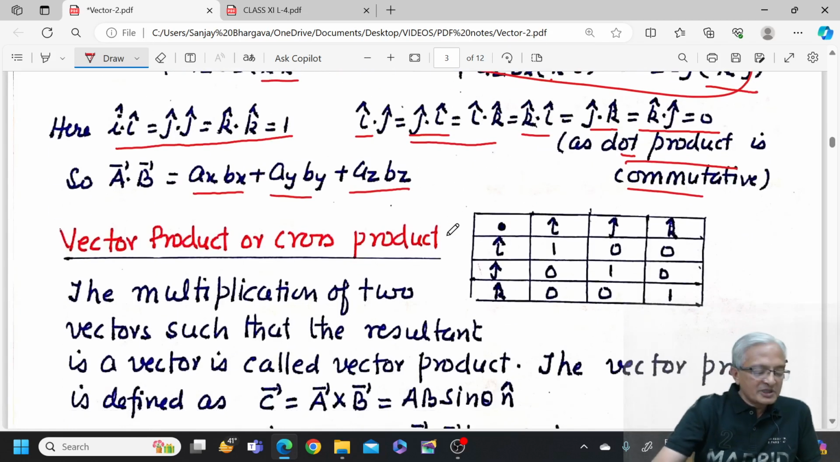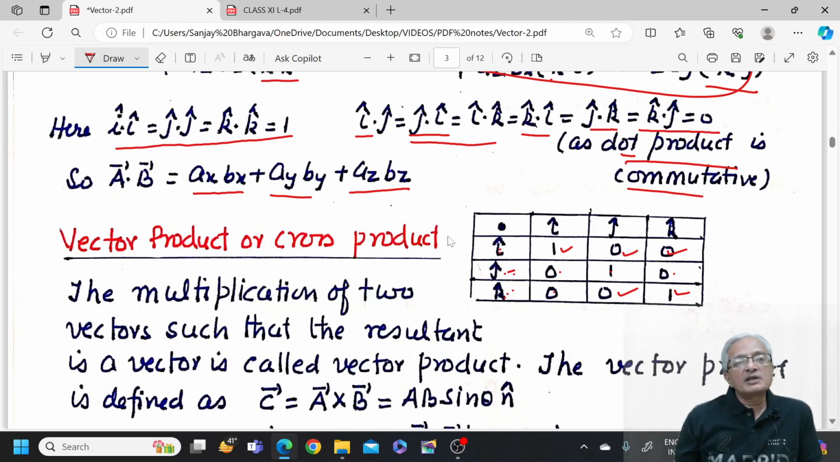All these results can be summarized in this table. i dot i would be 1, i dot j would be 0, i dot k would be 0, j dot i would be 0, j dot j would be 1, j dot k would be 0. Similarly, k dot i would be 0, k dot j is also 0 and k dot k is 1. So all results of the dot product are summarized in this rectangular table.